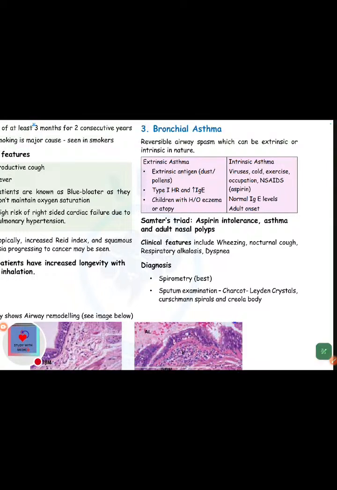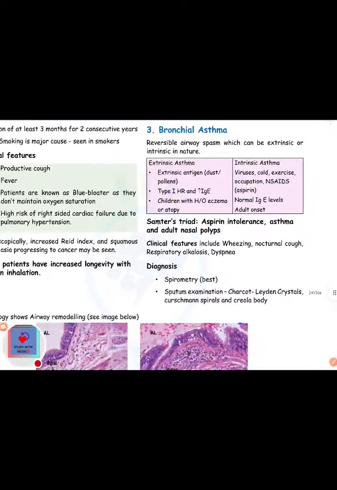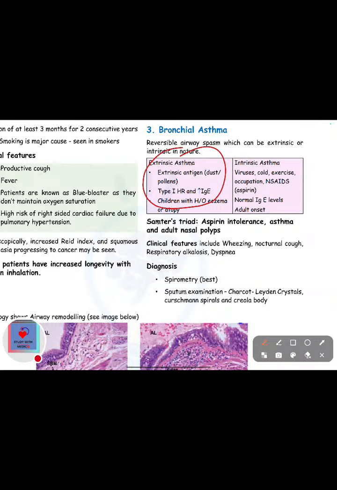Okay, so talking about asthma. In asthma, there is intrinsic asthma and extrinsic asthma. In extrinsic, there is eczema with atopy, dust or pollen allergy. Intrinsic means from inside, like due to NSAIDs such as aspirin, or even with normal IgE levels. Also the patient has symptoms of asthma because of a viral infection, cold, exercise, or occupation.